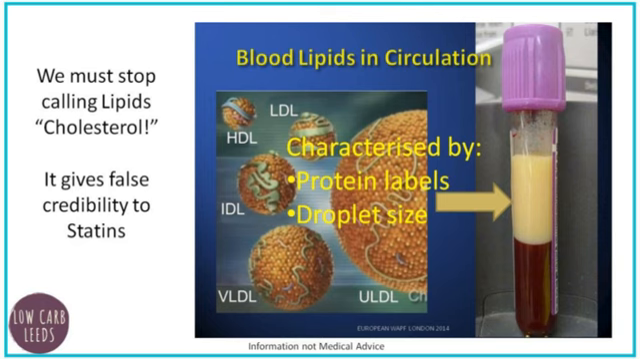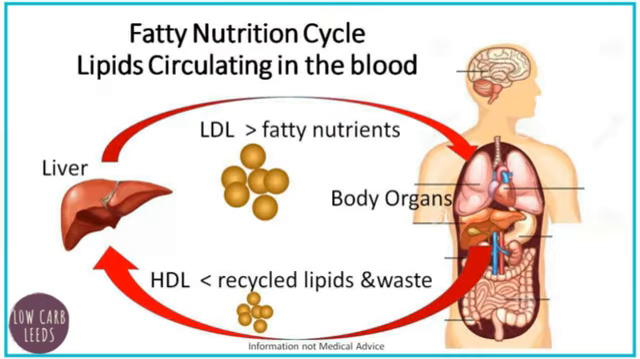The fatty nutrient cycle. So what we've got here then is a very simplified diagram. It's not quite as simple as this diagram suggests, but between the liver, outbound to feed organs of fatty nutrients, we get the formation of LDL. And LDL is characterised by size, and it's characterised by the protein label. And organs can select LDLs and absorb them with the fatty nutrient package inside. They send back fatty rubbish from that process by releasing it back into the bloodstream.